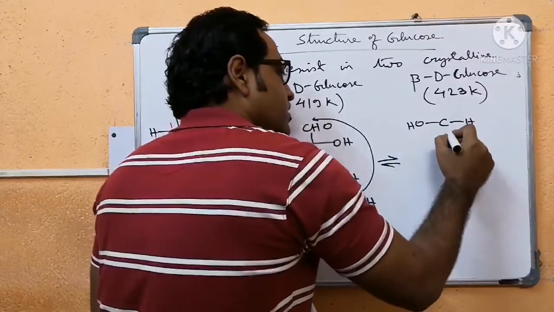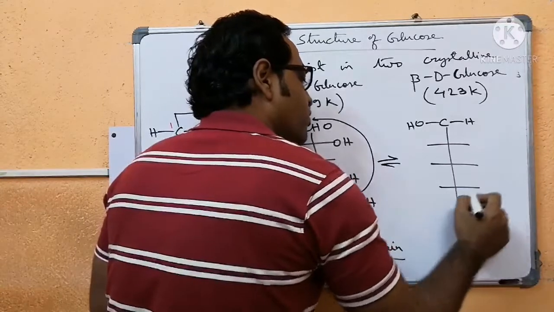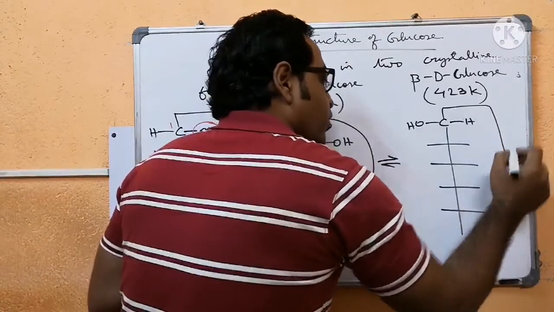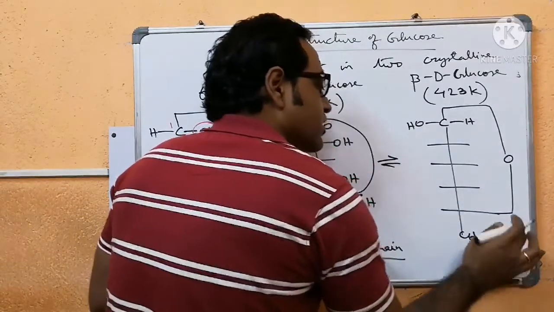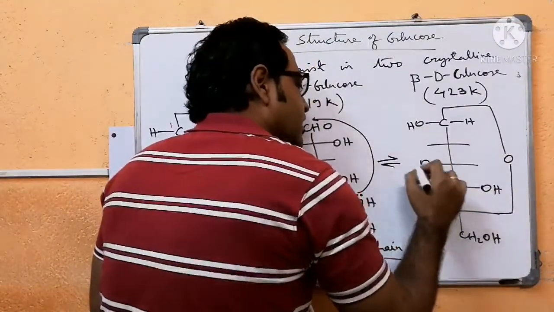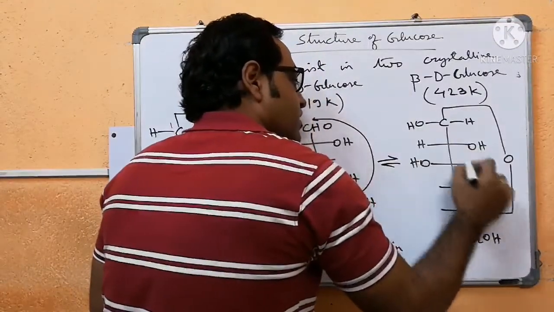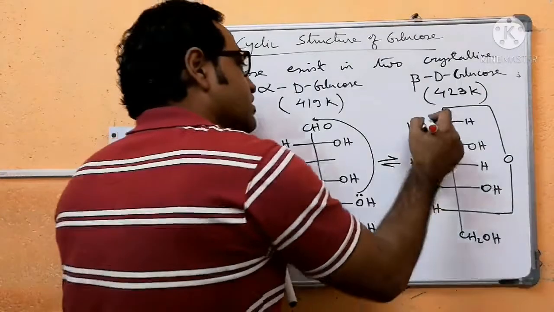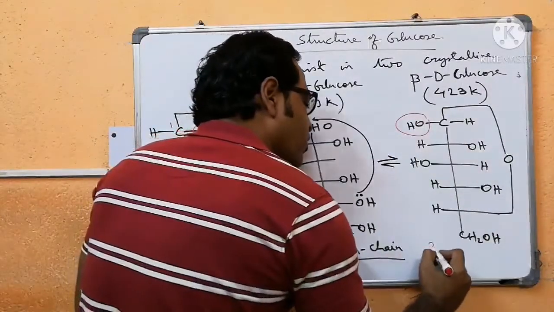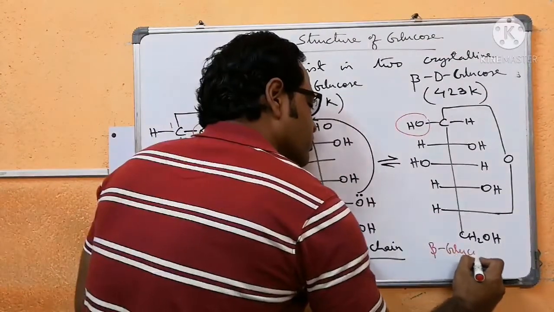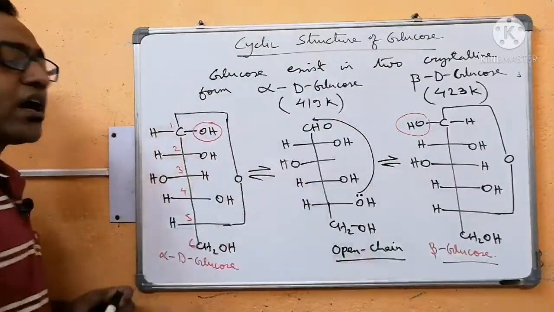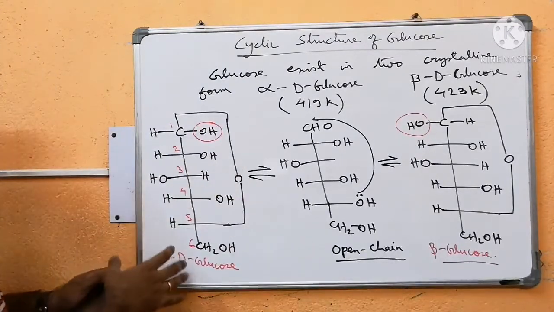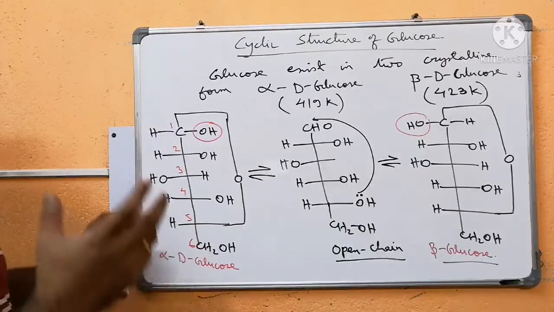In the second case, CHOH, 2, 3, 4, 5. In case of the fifth one, you put a bond like this, CH2OH, right, right, left, right. You can see the OH is on the left hand side and we call it beta form or beta glucose. So these two are the cyclic forms of glucose, alpha glucose and beta glucose, and they exist only in the crystalline or solid state.